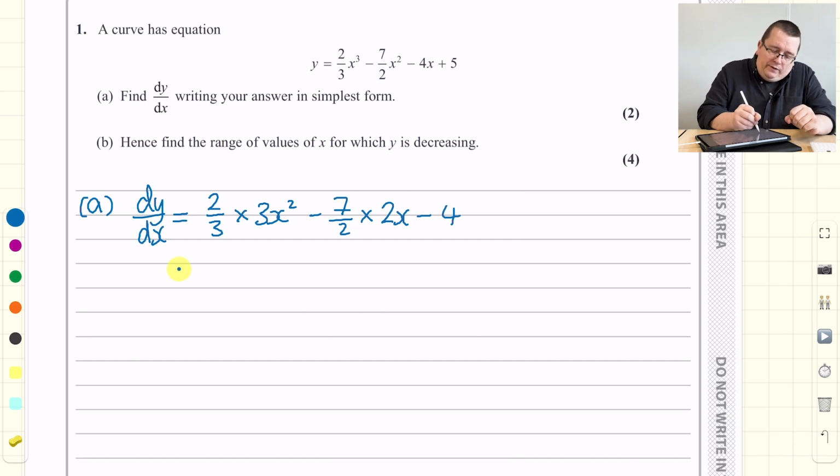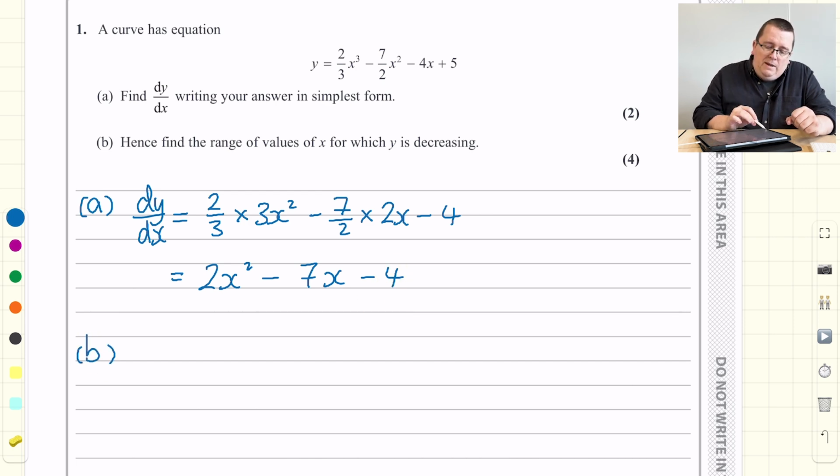And then simplify this. So 2/3 times 3 is 2, so 2x squared. Then we're going to have 7/2 times 2, so 7x, then take away 4. And so there's dy by dx. Part B, hence find the range of values of x for which y is decreasing. So the curve will be decreasing when dy by dx is negative.